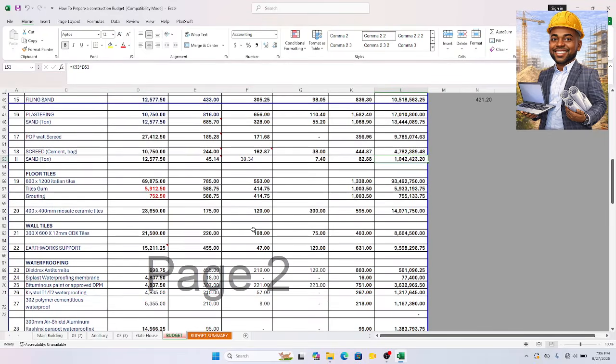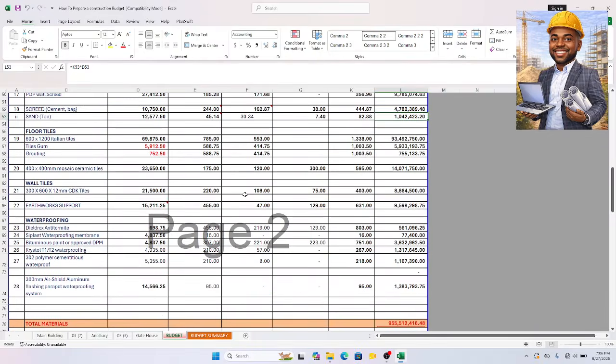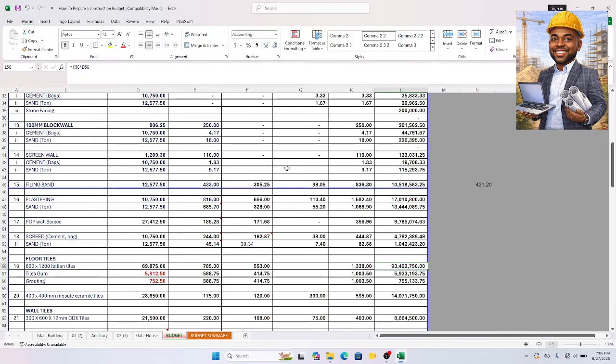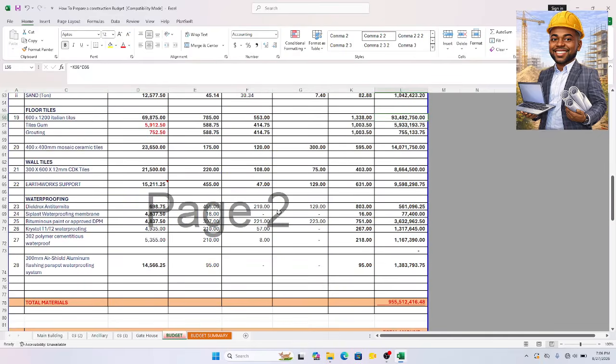Then for tiles, God, this thing is still plenty. For tiles, basically your tile is your tile. You have the total square area of whatever you want to tile. For the main building, we have 785 square meter of Italian tiles. For the ancillary building, we don't have it, and for the gatehouse neither. So this is the total. This is the price of tile as at when this was done. So this is the total budget for the tile materials. This is the material section, for the civil works, and then you have the labor section, and then you have the specialist work.